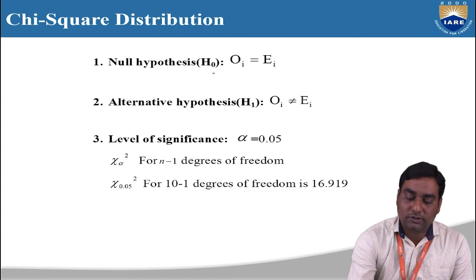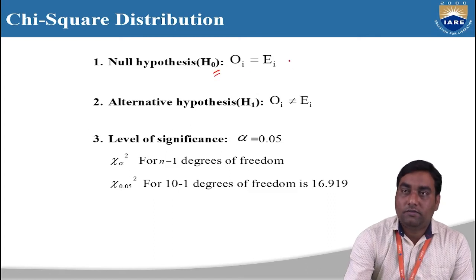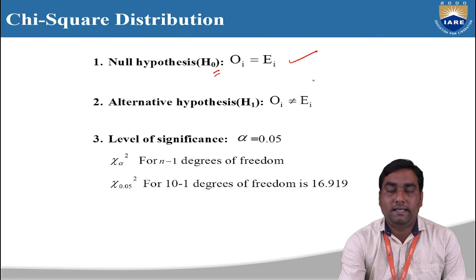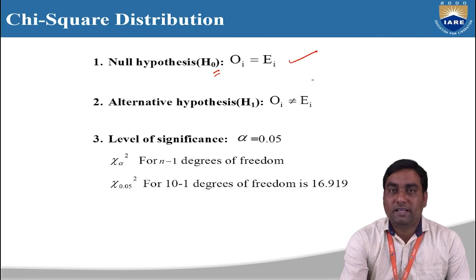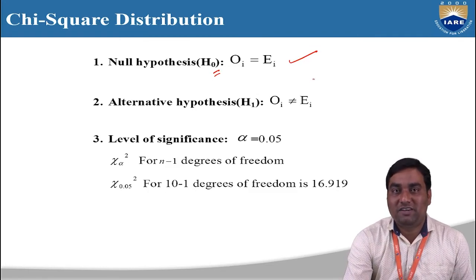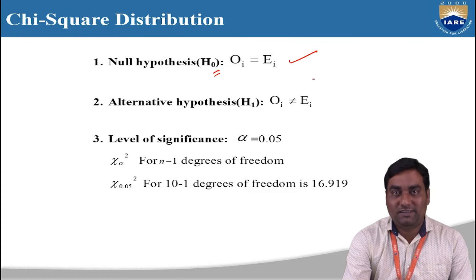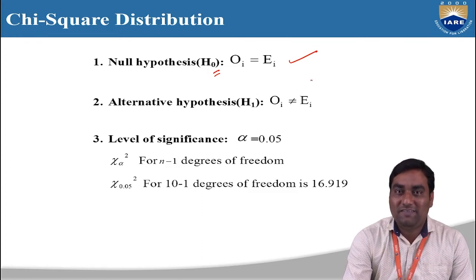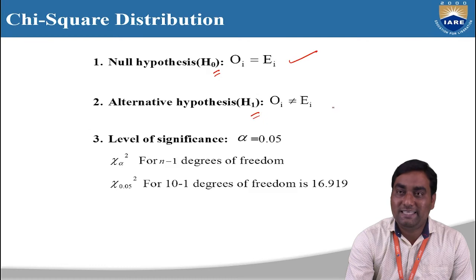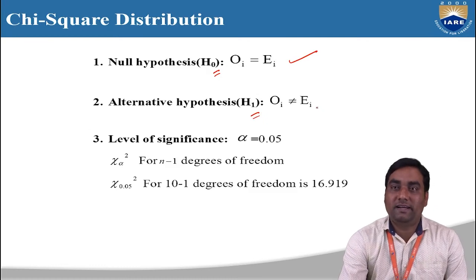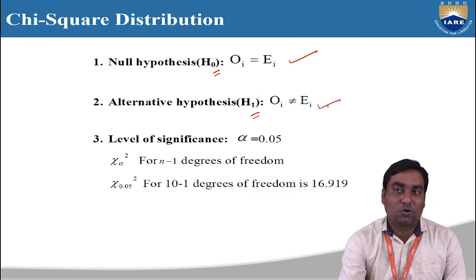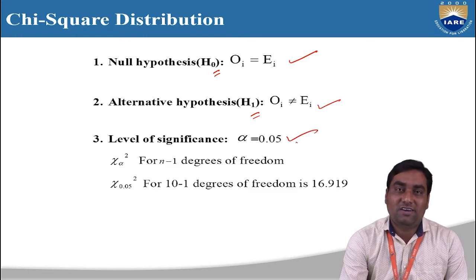Now, the procedure of test of hypothesis for chi-square distribution has 5 steps. First one, null hypothesis, H0. We have to assume that Oi equals Ei. That means there is no difference between observed and expected frequencies. Similarly, the alternative hypothesis: there is a difference between observed and expected frequencies, Oi not equal to Ei. And level of significance alpha is not given, so we take the standard level of significance at 0.05.